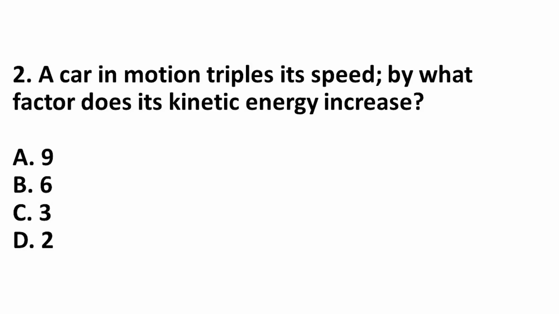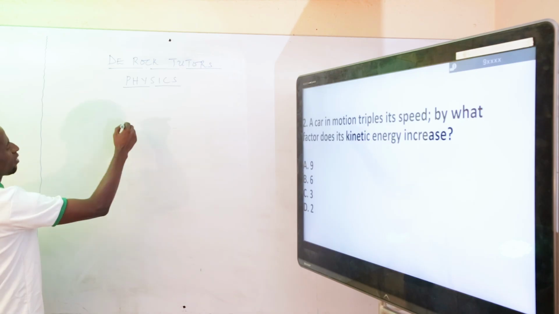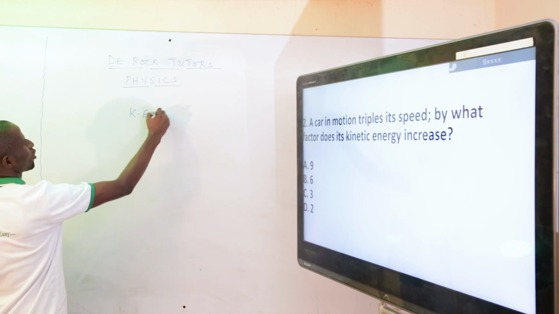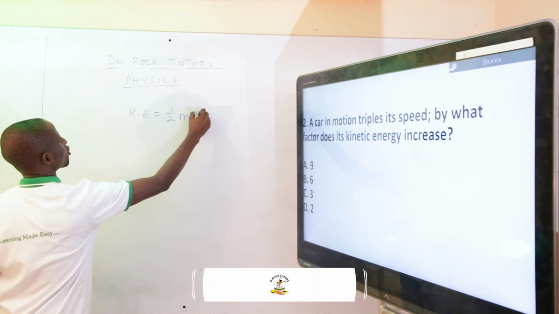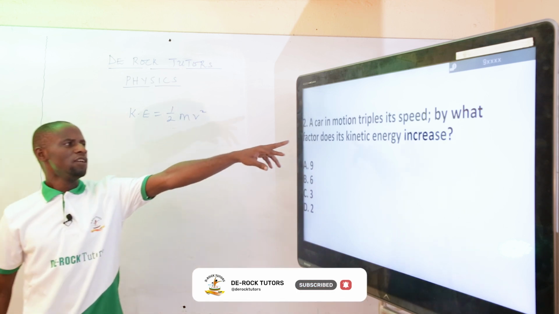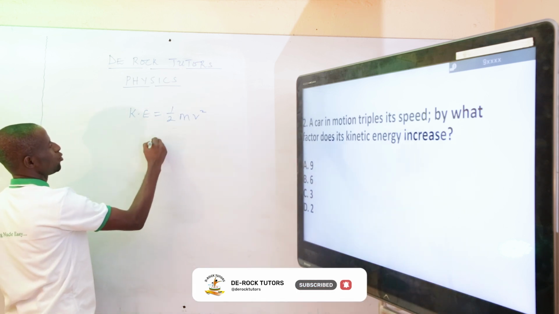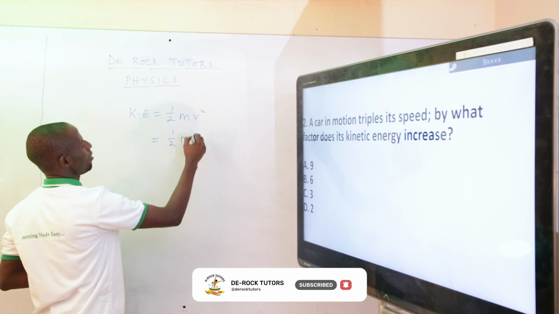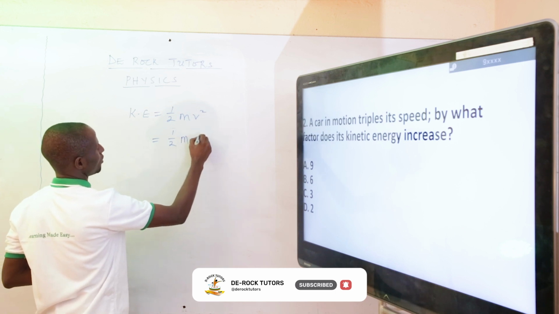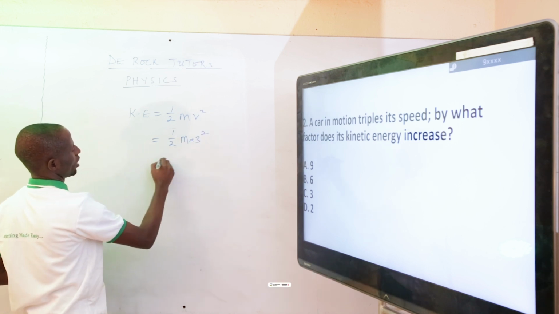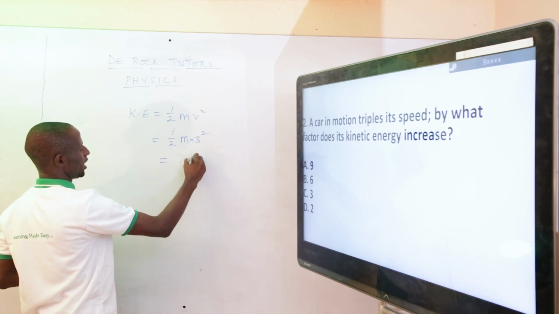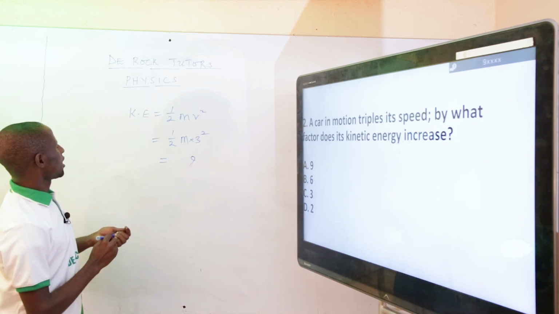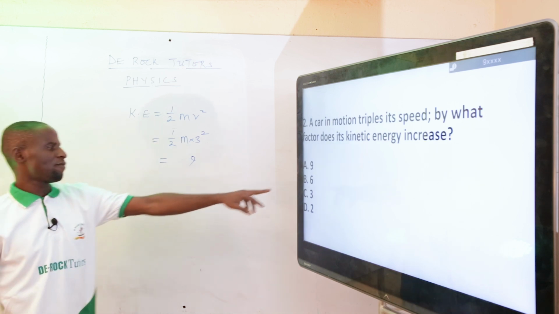The next, a car in motion triples its speed. By what factor does its kinetic energy increase? Looking at the formula for kinetic energy, KE equals half mv squared. If the speed is tripled, we'll have half m, and the v will now be 3 raised to power 2, which is 9. So it means that the kinetic energy will be increased by the factor of 9.